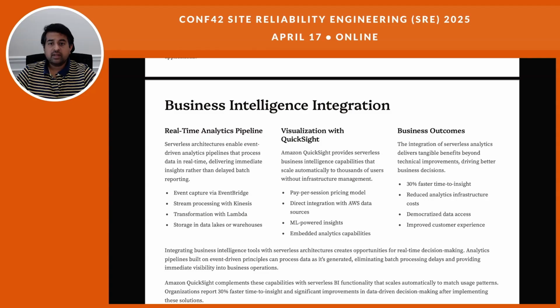Direct integration with AWS data sources. QuickSight seamlessly integrates with AWS data sources, reducing the data preparation time. ML-powered insights. QuickSight's machine learning capabilities provide automated insights and anomaly detection. ML-powered insights reduce the time to identify anomalies by 30 to 40%.